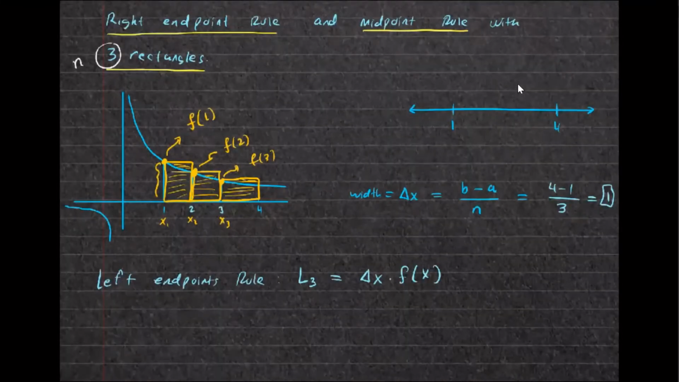So let's write down the formula formally. We know the width of each rectangle is going to be delta x.